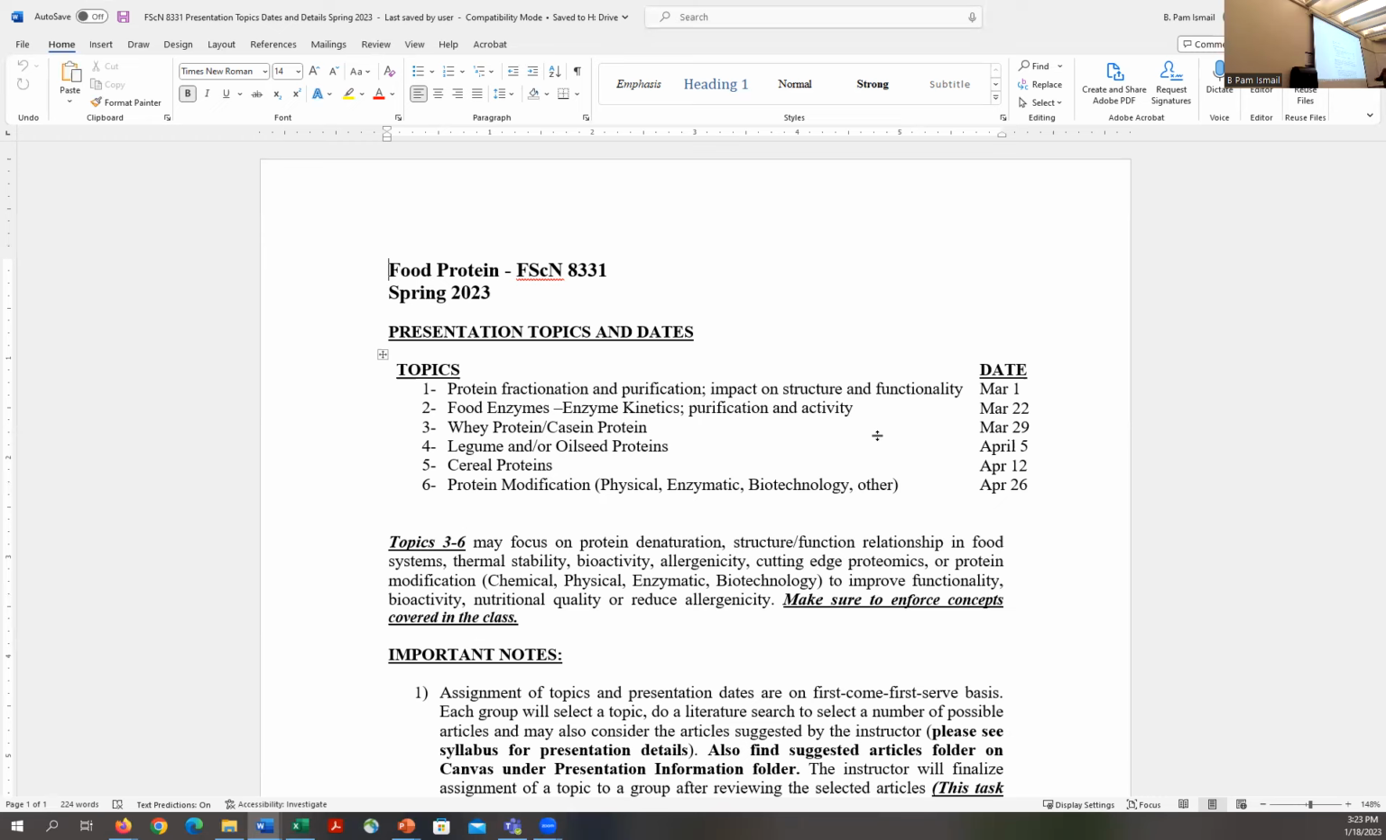For protein modification, actually, multiple groups can focus on it because we have enzymatic modification, non-thermal modifications, and glycation modification. There are a lot of topics within modification that multiple groups can select and say, okay, I'm going to do enzymatic protein modification on dairy protein. That would be one group. You cannot duplicate the topic. First come, first served in terms of selection of the topic.